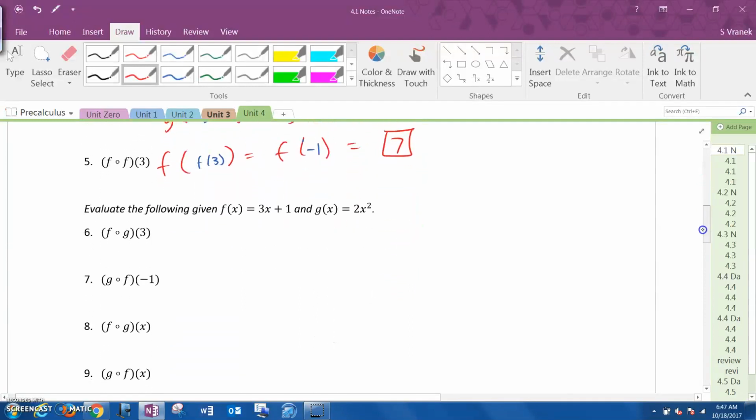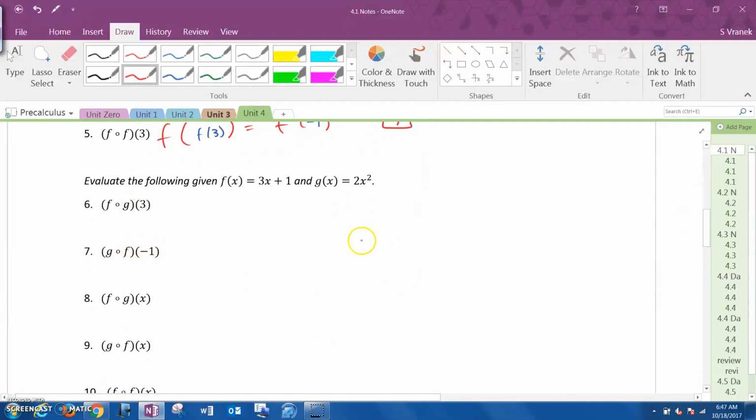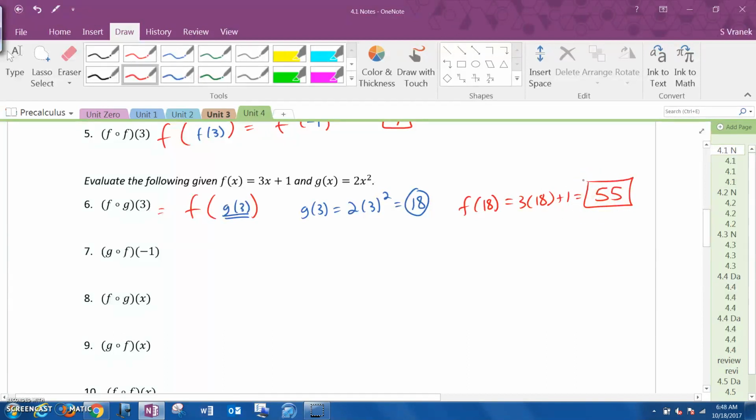Alright, now we're going to do it kind of the same way, except the first two are with numbers. So what I'm going to do is, this is equal to f of g of 3. So the first thing we need to find is g of 3. I'm going to do it as separate steps. So g of 3 is equal to 2 times 3 squared, which is 18. So now this is going to replace that, because that is what g of 3 is. So now we're doing f of 18. F of 18 is 3 times 18 plus 1, which is 55. So the composite is 55.